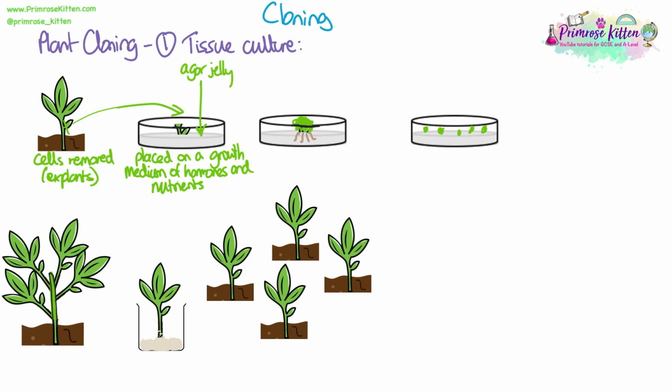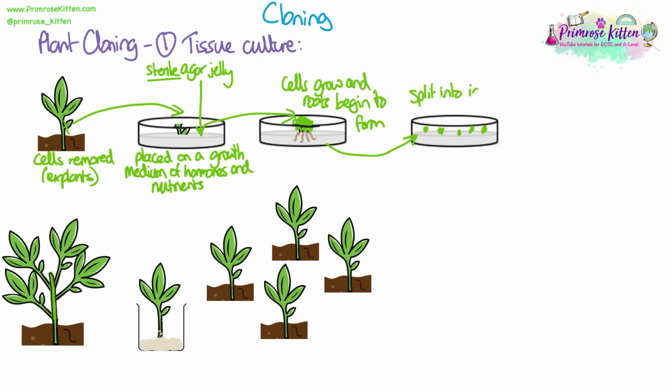The growth medium contains hormones as well as nutrients, so the cells begin to grow and they start to form roots. Then we split this ball of plant cells with roots into individual little plantlets. These are all genetically identical to each other and to the original plant that the original cells were taken from.